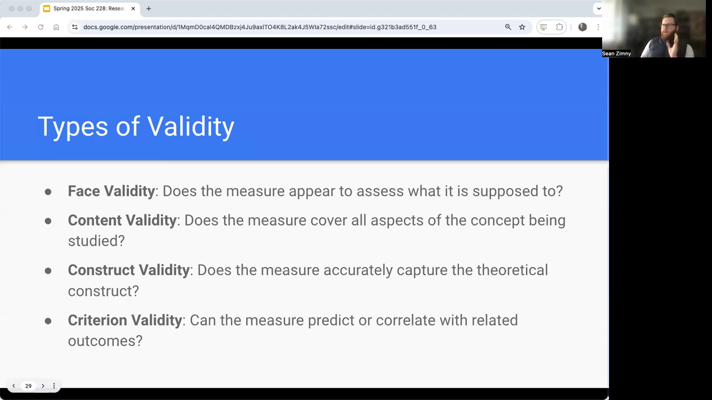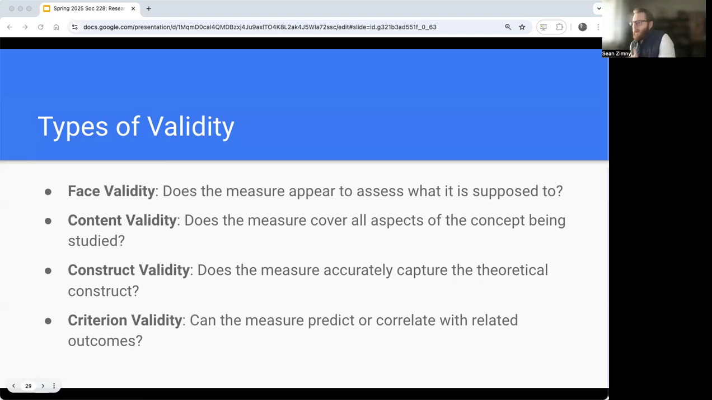Construct validity: does the measure accurately capture the theoretical construct? So if my theory is on art world, are my survey tool and my interview guide actually capturing the foundations of that theory, of the thing I'm actually trying to test? And then criterion validity: can the measure predict or correlate with related outcomes? We'll maybe dive into a lot of these more, but we're really going to focus on those first 3.